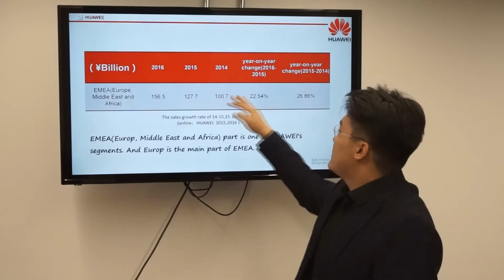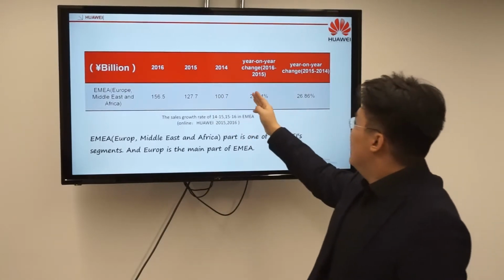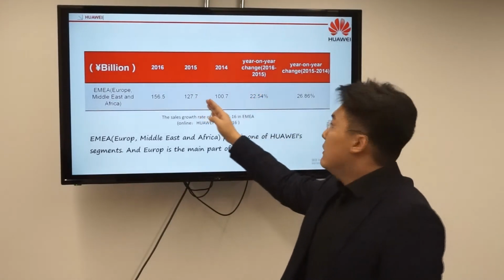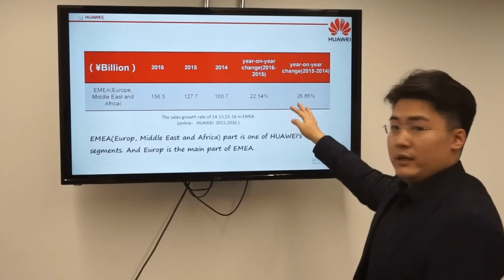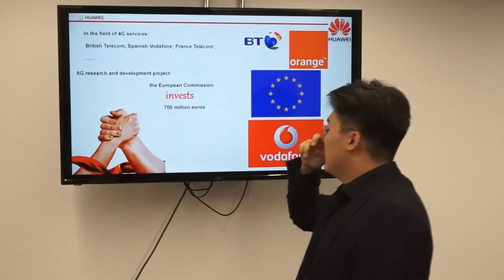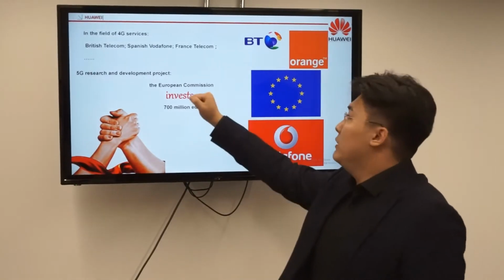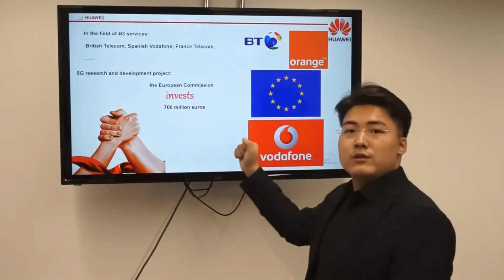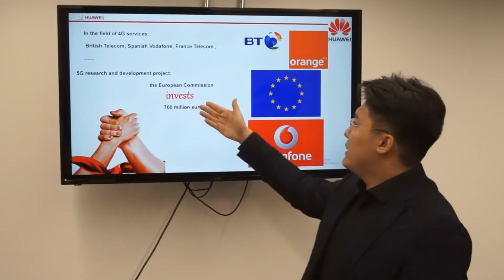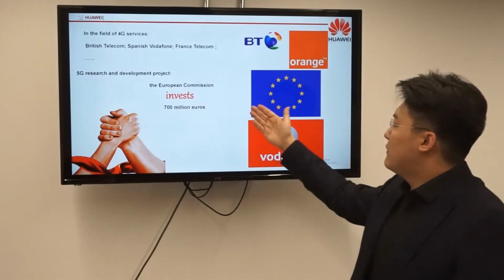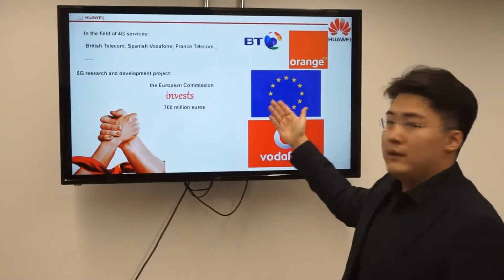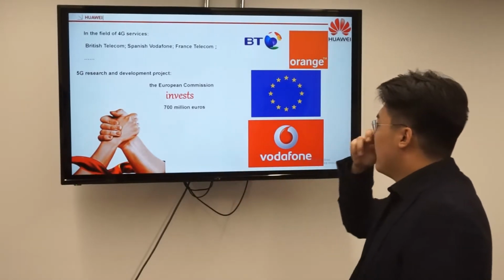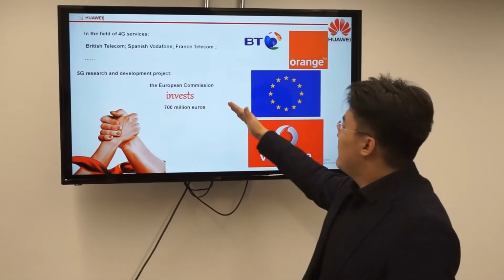Based on this table, you can clearly see that between 2014 and 2016, there's an increase of sales. And then in the field of 4G service, Huawei has lots of partners, such as British Telecom, Spanish Vodafone, France Telecom, and they are successful together.